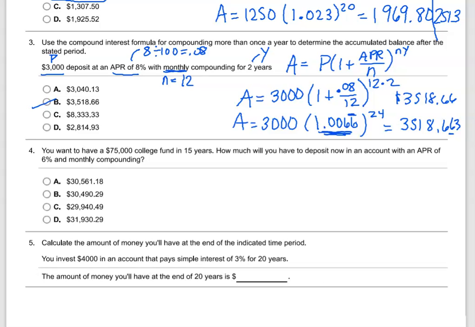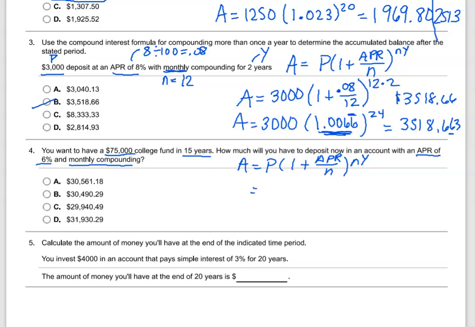Okay. You want to have $75,000 in a college fund in 15 years. So this is what we want. How much will you have to deposit now in an account with an APR of 6% and monthly compounding? So we are compounding, so that means we're using this same compounding formula. Just writing it down so I can make sure I'm explaining it. Raised to that power. Okay.